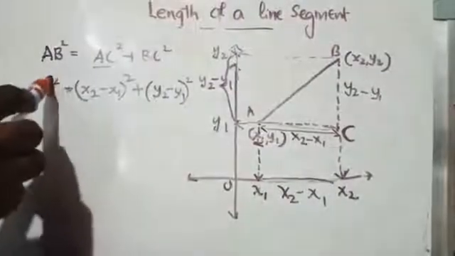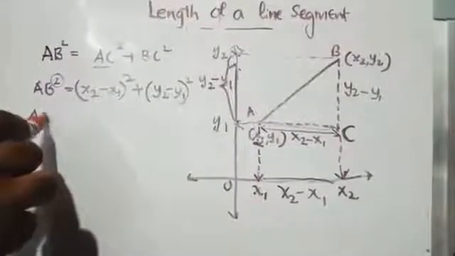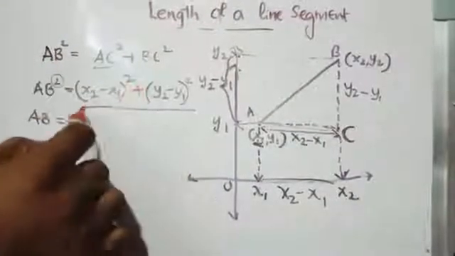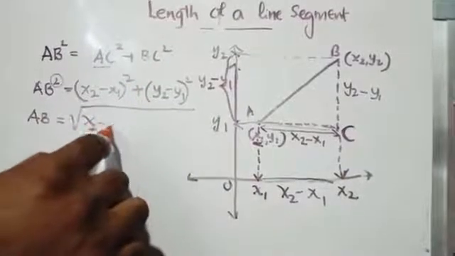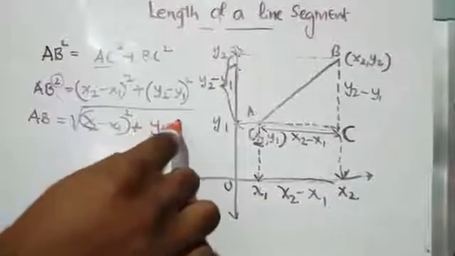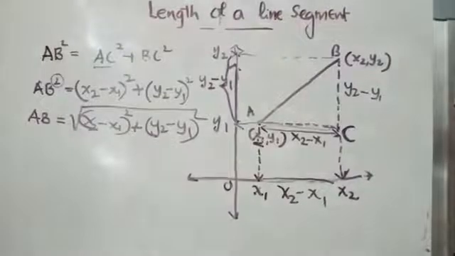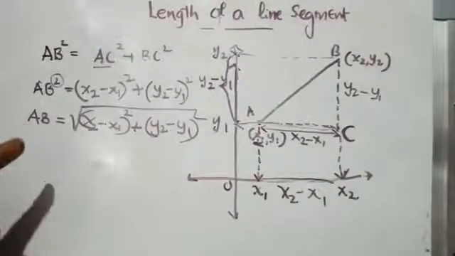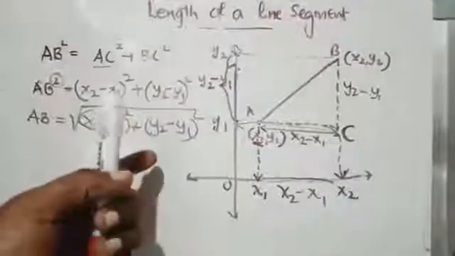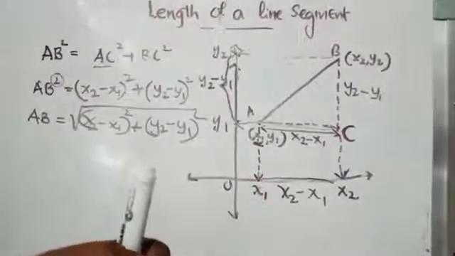And when we move the square to the right side, we get AB is equal to, under the square root, x2 minus x1 the whole squared plus y2 minus y1 the whole squared. So this is the final formula to find the length of a line segment. If you forget the formula, don't worry, use Pythagoras theorem to find the answer.